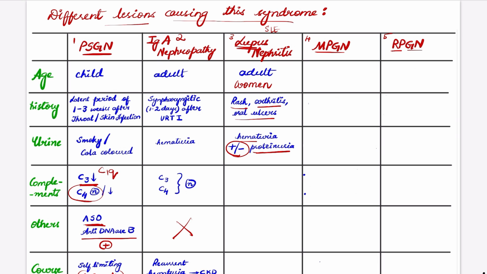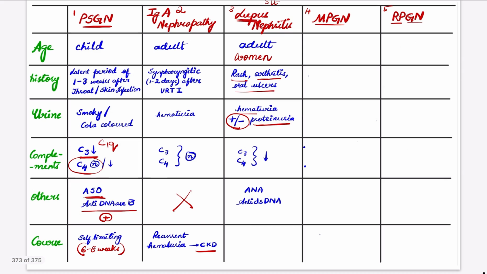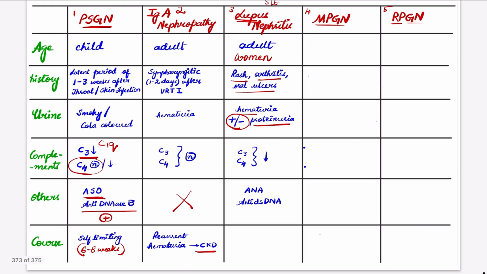Coming to the complement levels, both C3 and C4 go down. All the complements go down in lupus nephritis. Among the other blood tests, antinuclear antibody (ANA) and anti-dsDNA antibodies are positive. The course is progressive; if left untreated, it will progress.